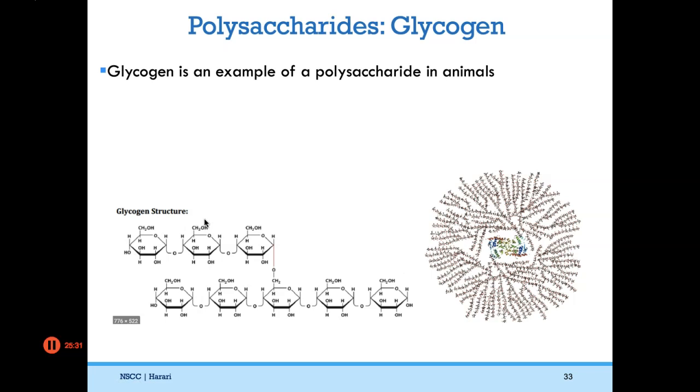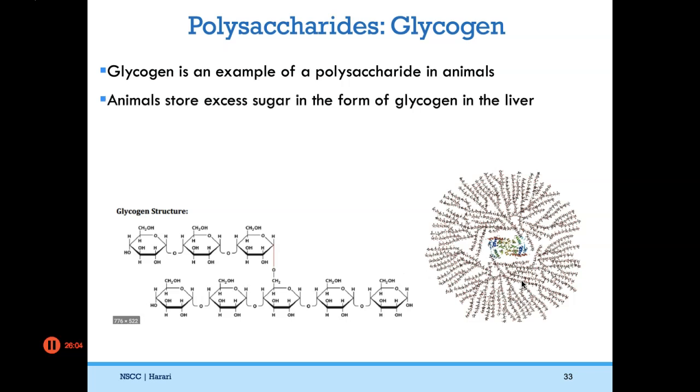We have the same idea in animals. We have glycogen in our liver. And glycogen is also a polysaccharide. So again, it's a chain. It's a polymer of many glucoses attached together. The way that the glucoses are linked is different in glycogen as compared to starch. So that makes them very different structurally. On a structural level, they look very different. But they functionally have the same purpose, right? They both serve as long-term energy storage for plants and animals. So animals store excess blood sugar in the form of glycogen in the liver.